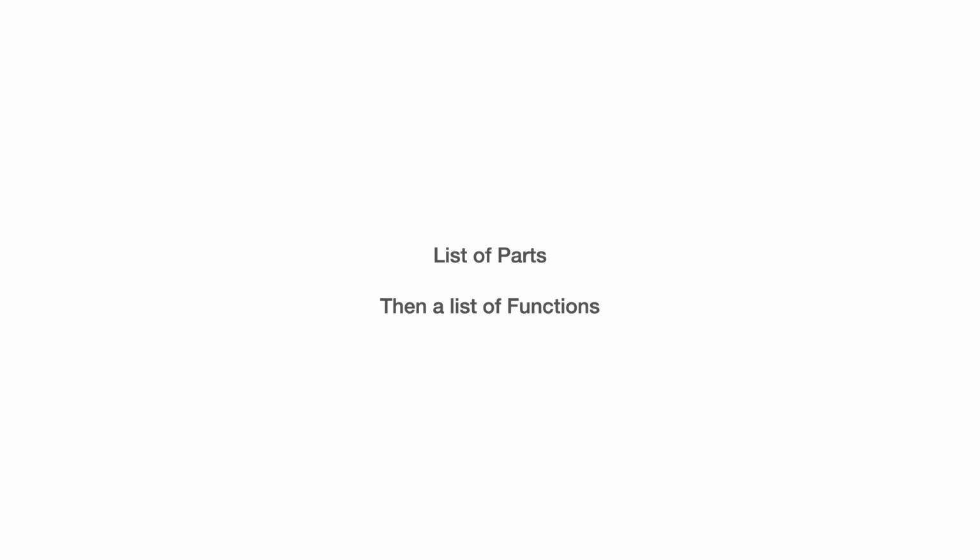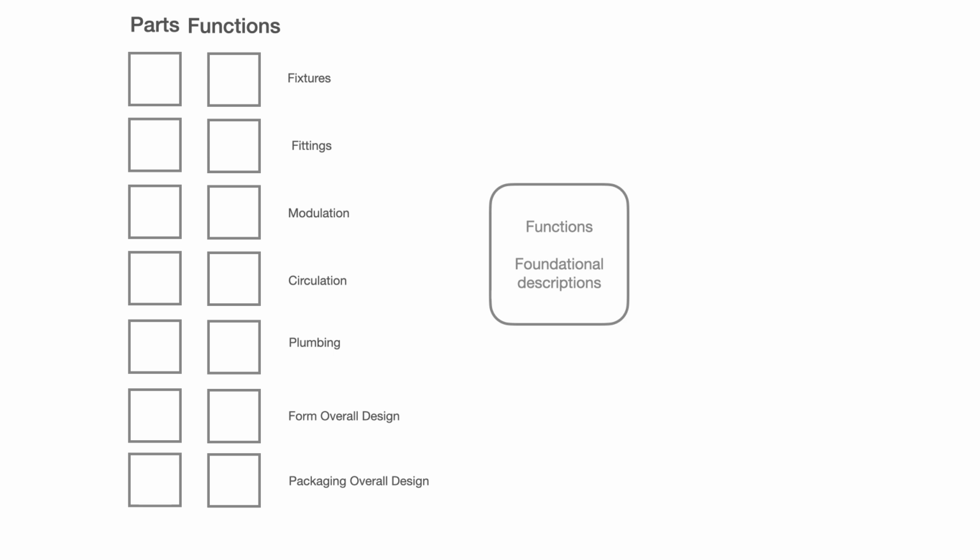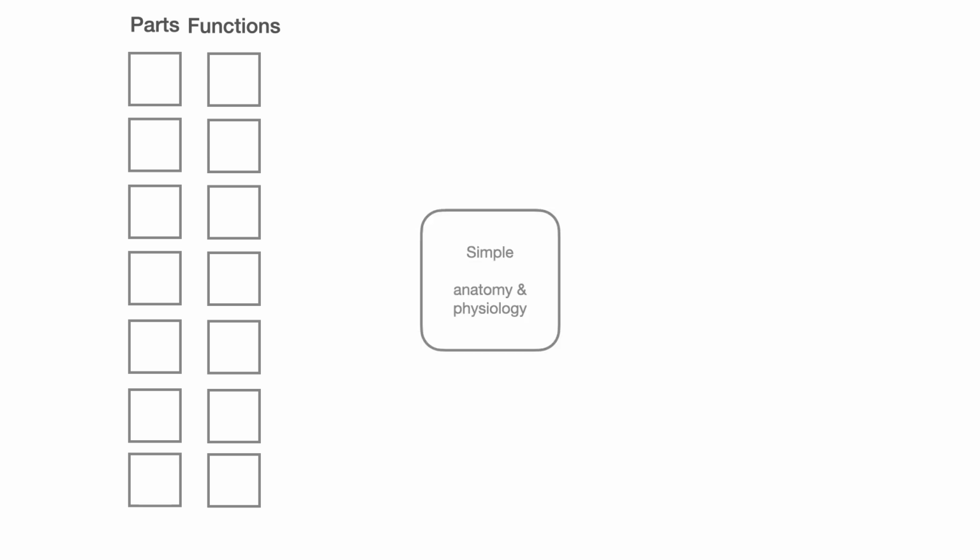So of course we start with the list of parts. There's the 7 buckets for anatomical parts, in this case inner structure parts. And then we've got our functions list, always the same, and sometimes we describe them a little bit further, but this is really the functions list. So that's your simple anatomy and physiology.